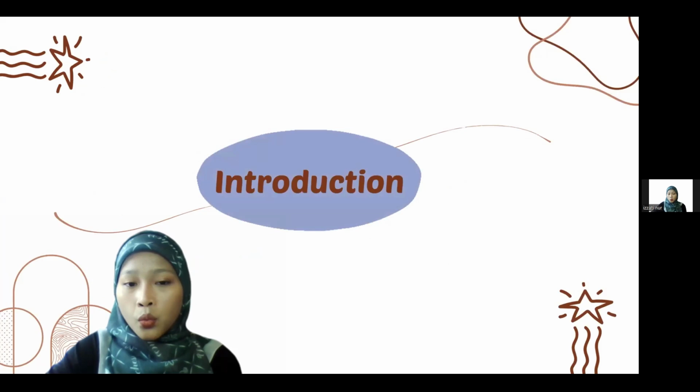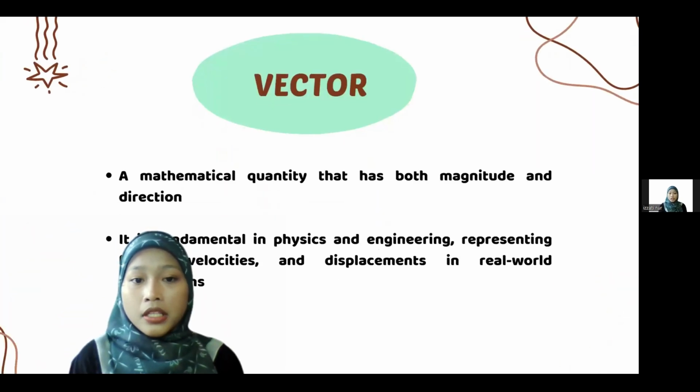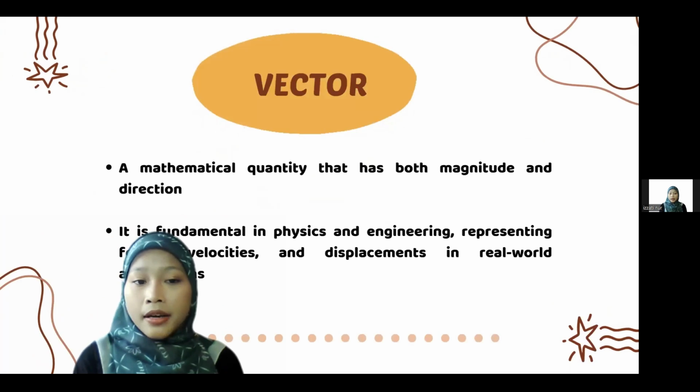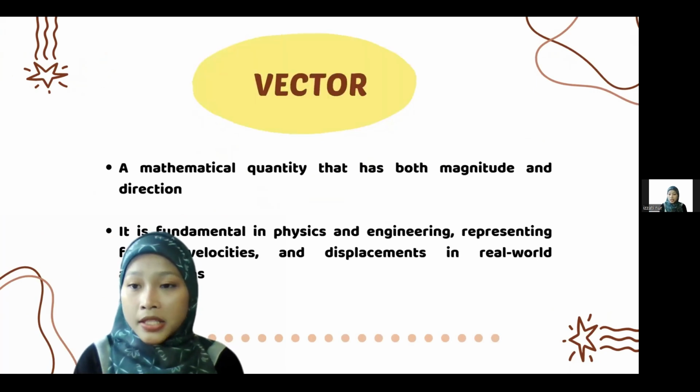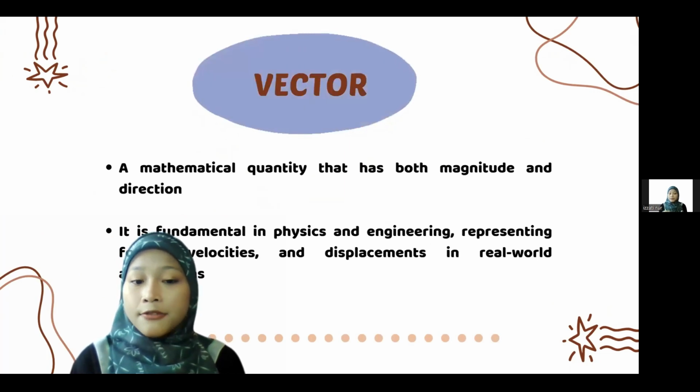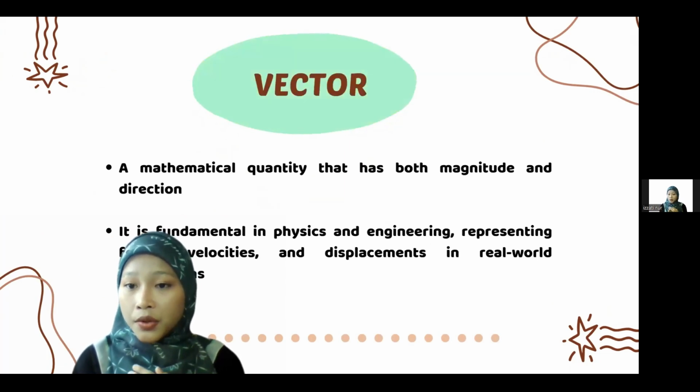Before we go any further, I would like to introduce what a vector is. A vector is a mathematical quantity which has both magnitude and direction. We can say that a vector has its own direction, which can be upward, downward, to the right or to the left, and it has its magnitude, which is the value of the vector itself. Vectors are fundamental in physics and engineering, representing forces, velocities, and displacement in real-world applications.